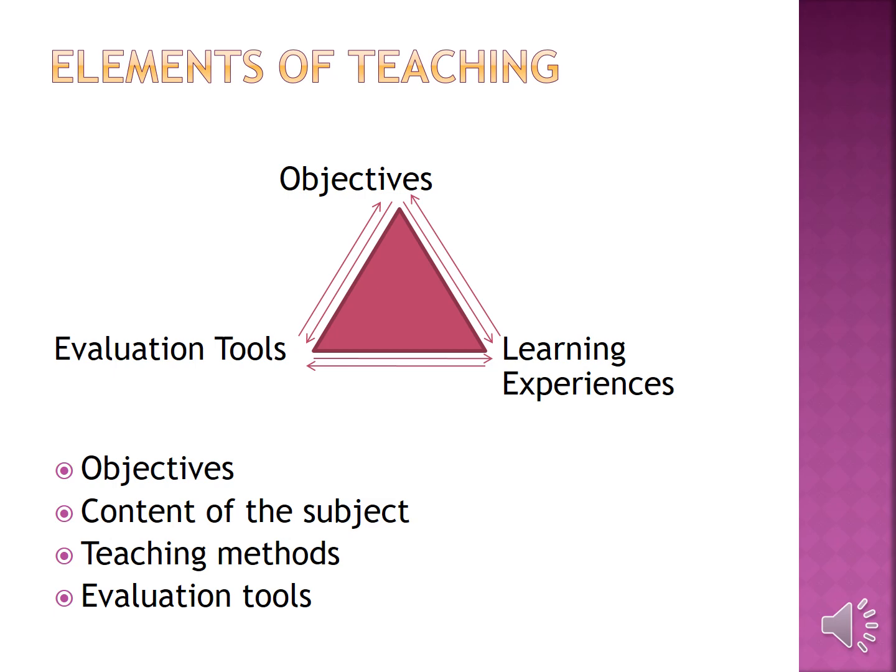And the same with evaluation tools and objectives. If you are comparing both of these, then the process between them is bi-directional, or reversible. If your objectives are like that, then you will test them by means of different kinds of evaluation tools. So these are the three elements as far as the evaluation process is concerned. Teaching consists of objectives, learning experiences, and evaluation tools.